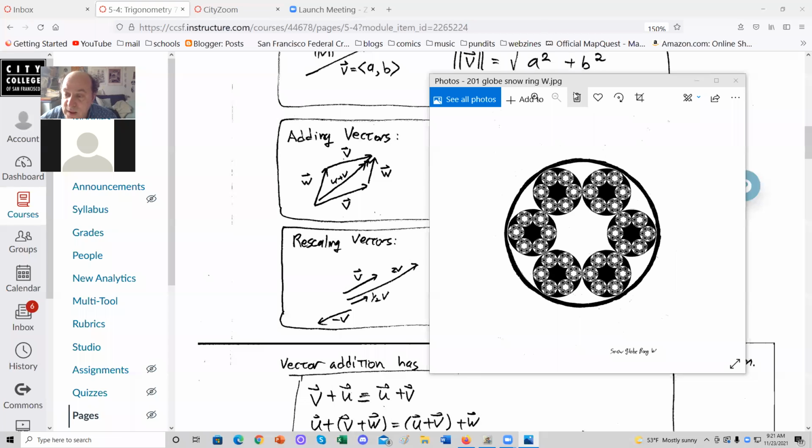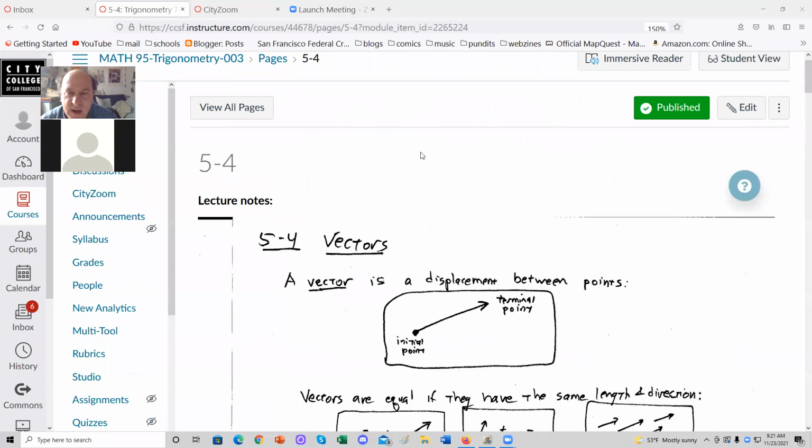Right, now we begin. This belated session is being brought to you by the fractal globe snow ring. All right, we proceed. All right, now I begin again.